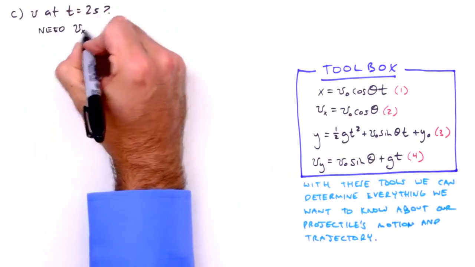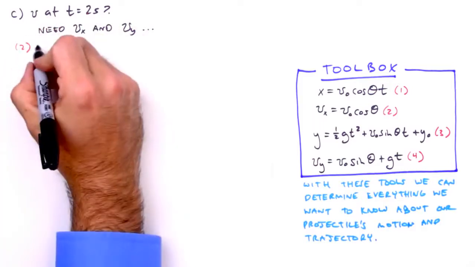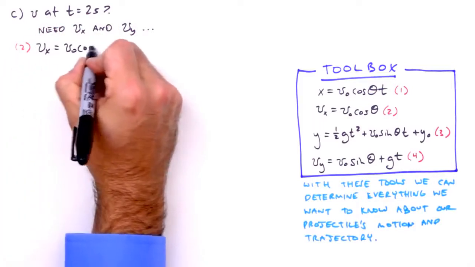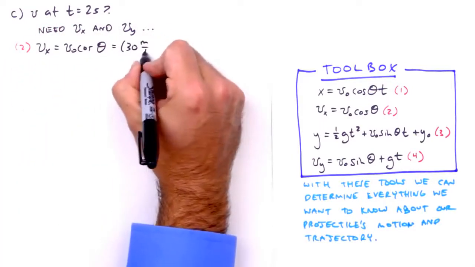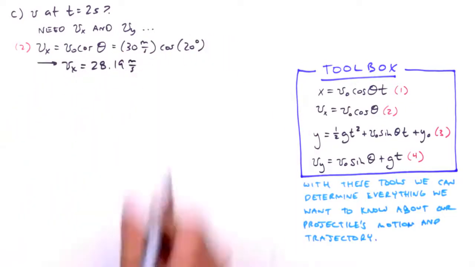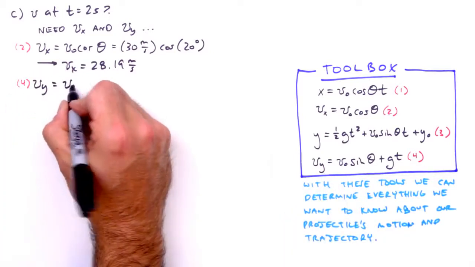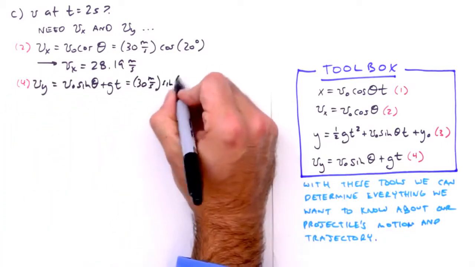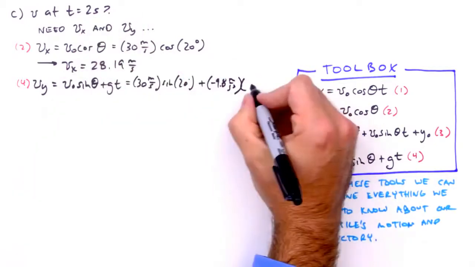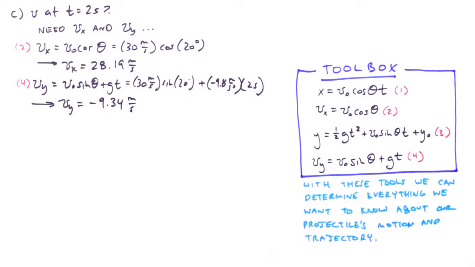We'll need to determine the x and y components separately, so starting with v sub x, we'll use equation 2. v sub x equals v sub o cosine theta. Using the aforementioned known values, we get 28.19 meters per second for the horizontal component. We'll use equation 4 to determine the vertical component. Inserting our known values, including the time in question, 2 seconds, we get a value of negative 9.34 meters per second for v sub y.